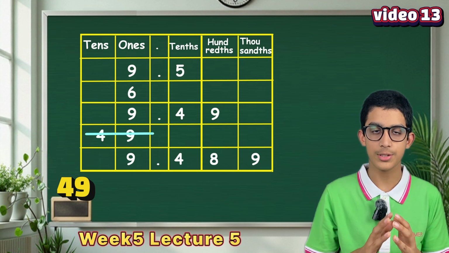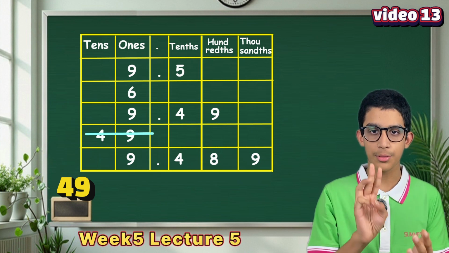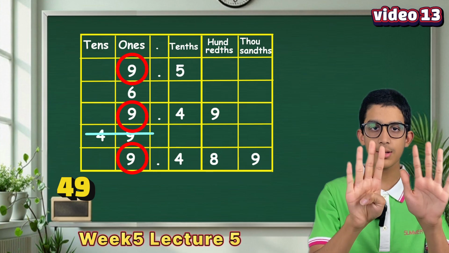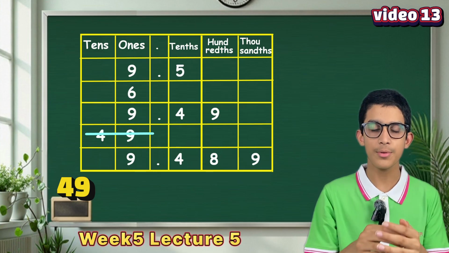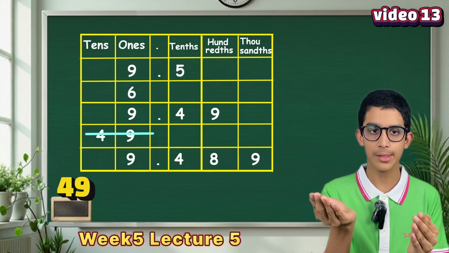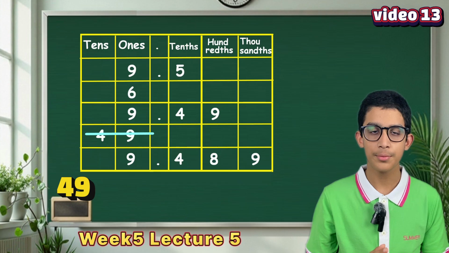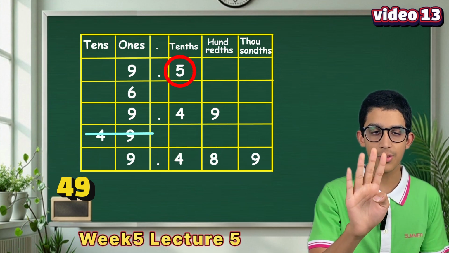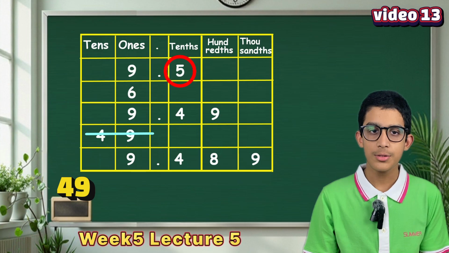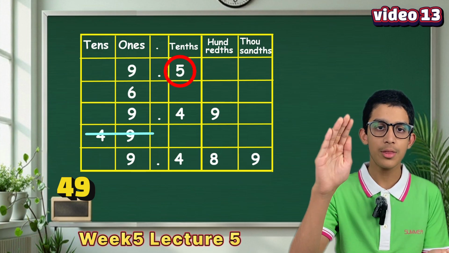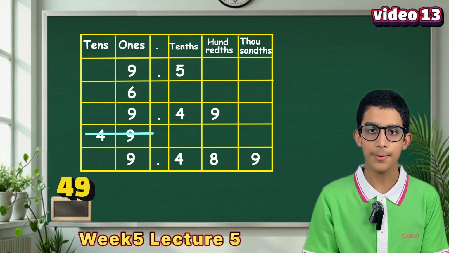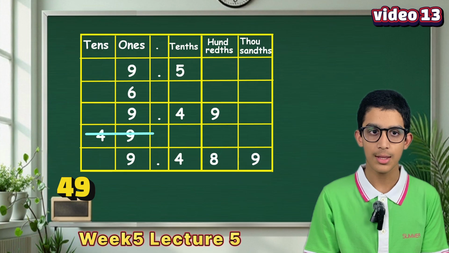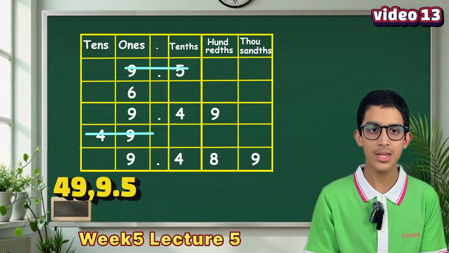Let's cross it out. Next, we have three numbers with 9 ones, so we move to the decimal place. 9.56 has 5 tenths, whereas the other two numbers have 4 tenths. So 9.56 is the biggest among the three numbers. Therefore, we put 9.56 next and cross it out from the table.